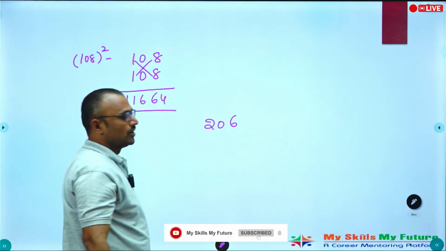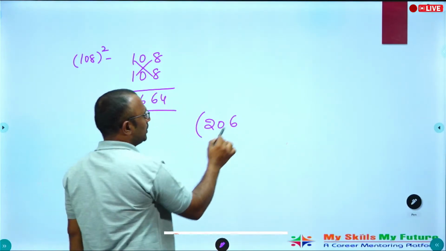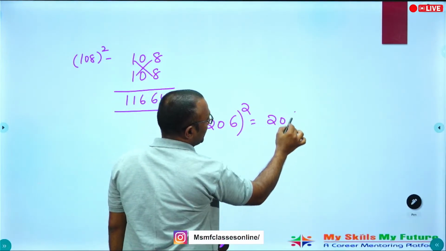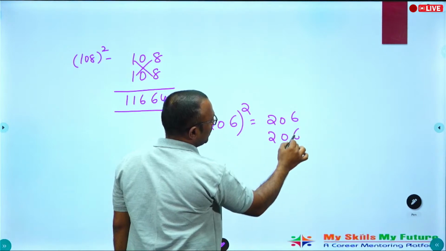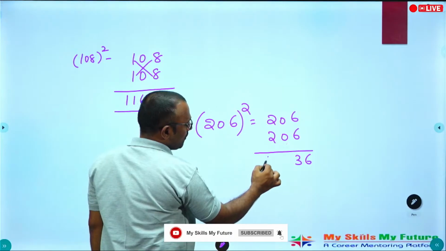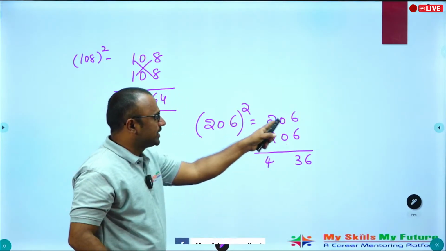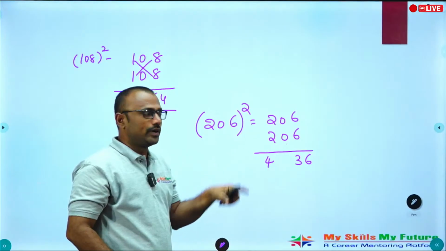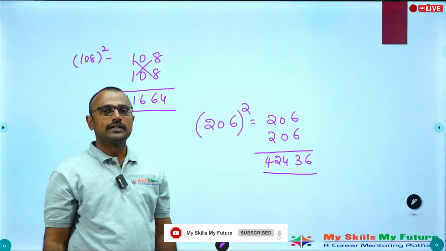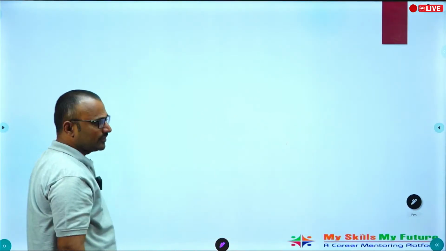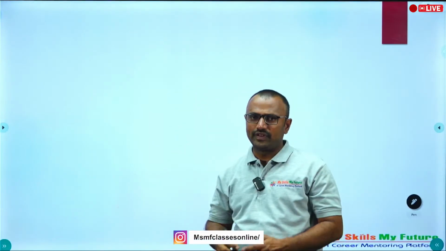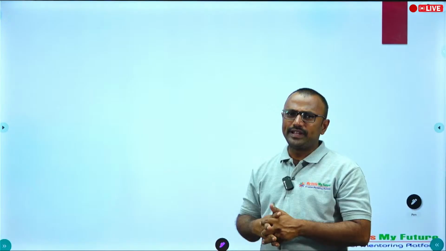Suppose we have the number 206. 206 square. Write the number two times vertically. 6 into 6 is 36, 2 into 2 is 4. Then 2 into 6 is 12, plus 12 is 24. So we get 42436. Here we discussed numbers like 25, 35, 45, 55, 125 and 108, 208, like this.